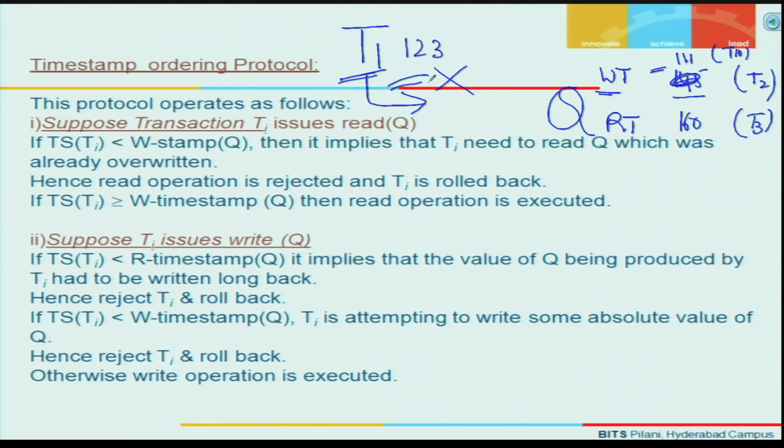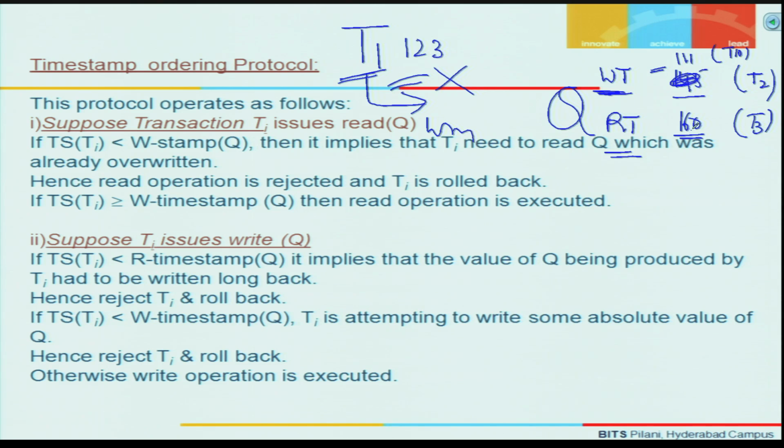Suppose he wants to execute a write operation, then what should I do? First check whether the write timestamp is greater than or less than the timestamp of this requesting transaction. 123 is greater than 111. So there is no problem, and then you also look at the read timestamp.